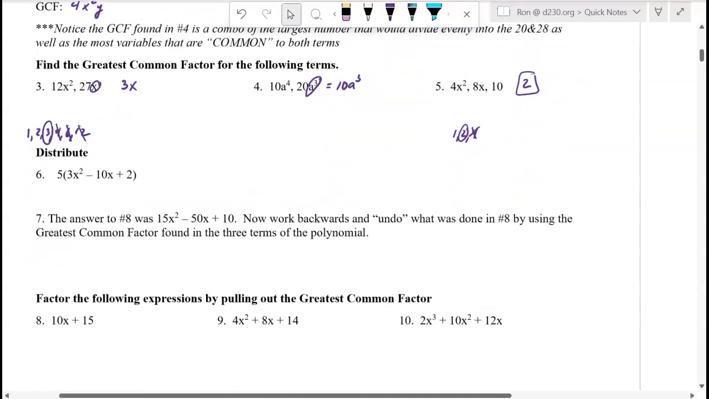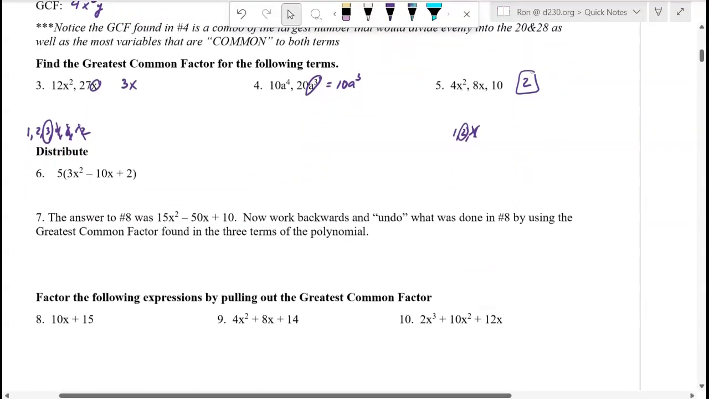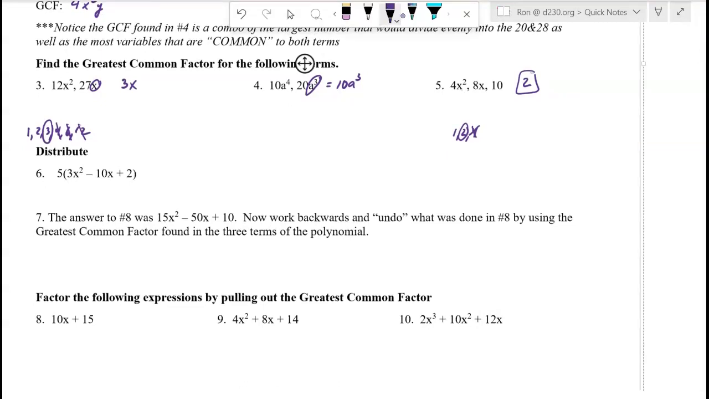So what does this all mean for us, right? Well, if I take this expression here and I distribute the 5, okay? So 5 times 3x squared is 15x squared. 5 times negative 10x is minus 50x. 5 times 2 is 10. So if I had this expression, now we want to take this answer, right?